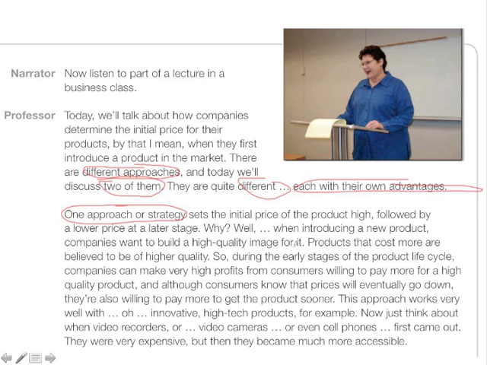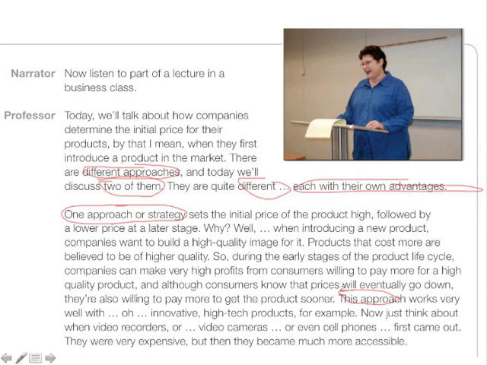And although consumers know that prices will eventually go down, they're also willing to pay more to get the product sooner. This approach works very well with innovative high-tech products, for example. Now, just think about when video recorders or video cameras or even cell phones first came out. They were very expensive, but then they became much more accessible.